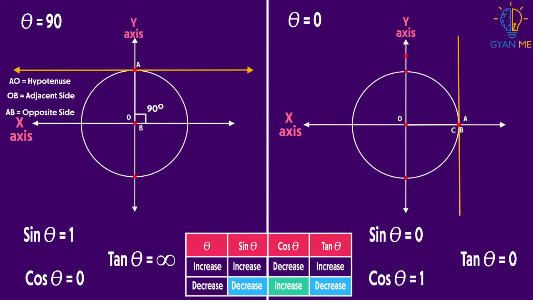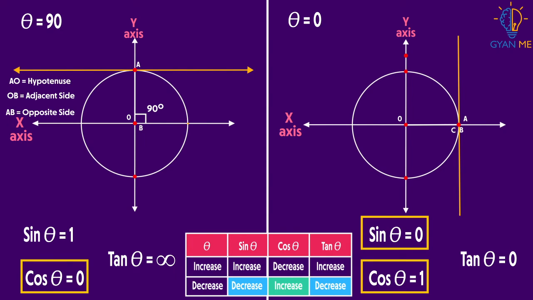But differentiate. When theta was 0, the line was horizontal on the x-axis. When theta is 90, the line is a vertical line on the y-axis. So it is exactly reverse of the previous one. There sine was 0 and cos increased to 1. Here cos is 0 and sine has increased to 1.